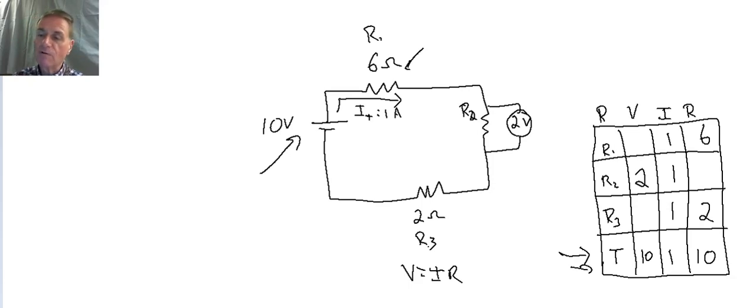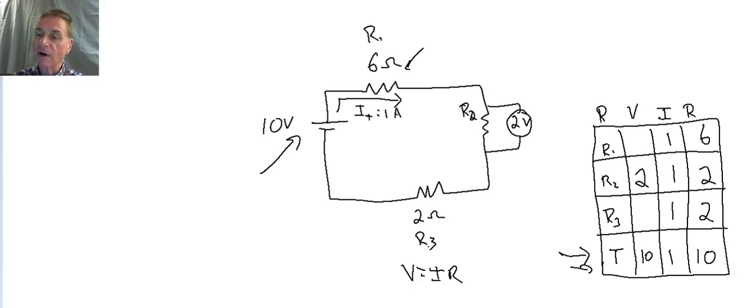If we look over on the column on the right, we have R1 is 6 ohms, R3 is 2 ohms, the total is 10 ohms, and remember the characteristic of a series circuit is that the resistance simply adds up. So the total is 10, that's got to equal 6 plus 2 plus R2, which means R2 must be 2 ohms. So does this work out for the row for Ohm's law? Well, V equals IR, I is 1, R is 2, and so that works out well.